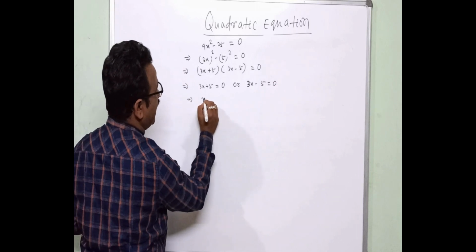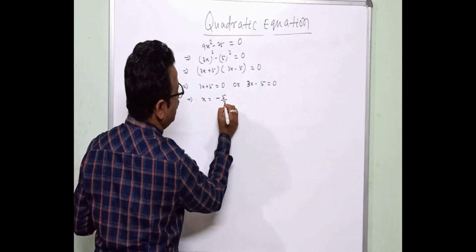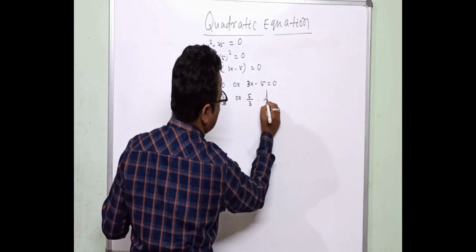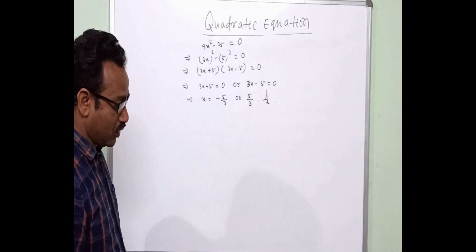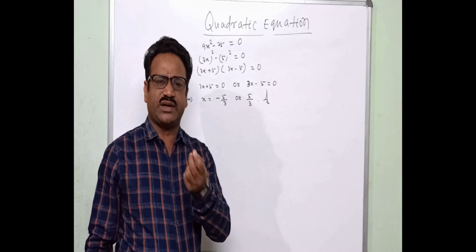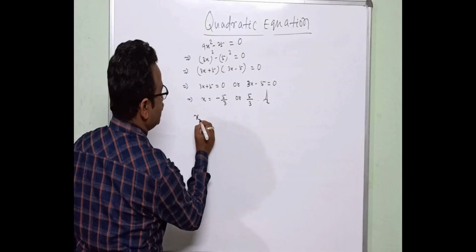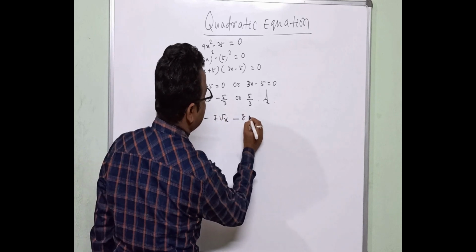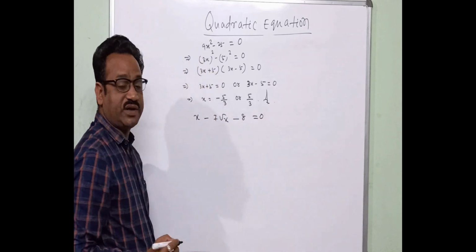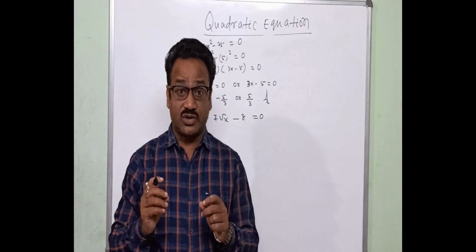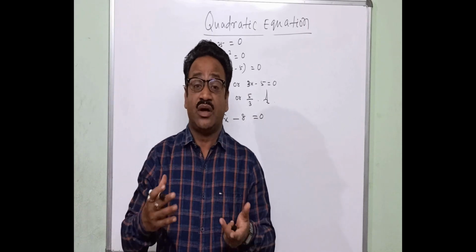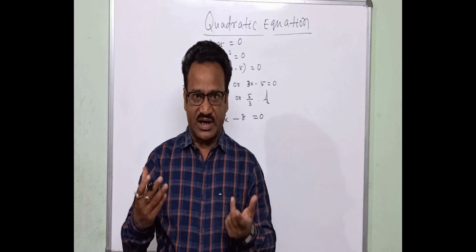That implies x is equal to minus 5 by 3 or 5 by 3. So it is dual roots. Now we'll go to the question where root is there: x minus 7 root x minus 8 is equal to 0. Here there is confusion because root is there. There is a panic thing for the students how to find the answer by the factorization method.